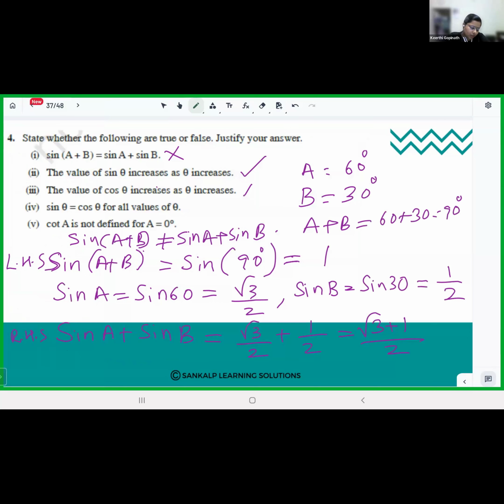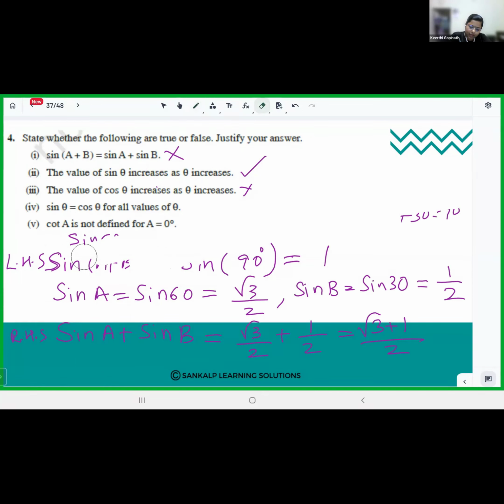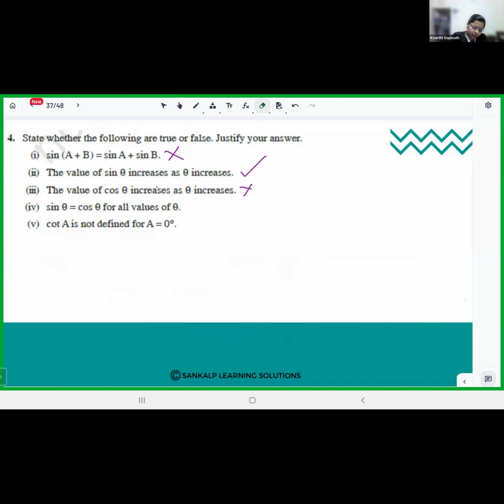All right. Now, fourth statement is sine theta is equal to cos theta for all values of theta. That is for all values that statement should hold, that equation should hold. Is that right? Again, consider an example. You consider any example and check whether it is true.